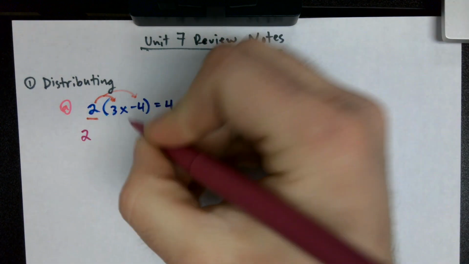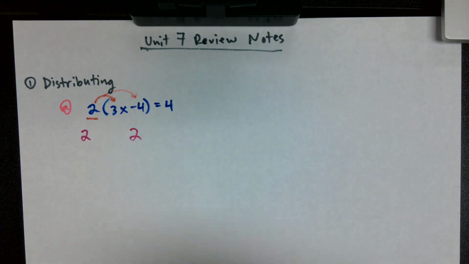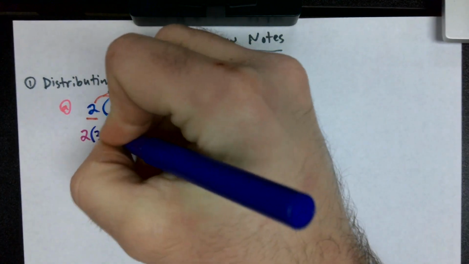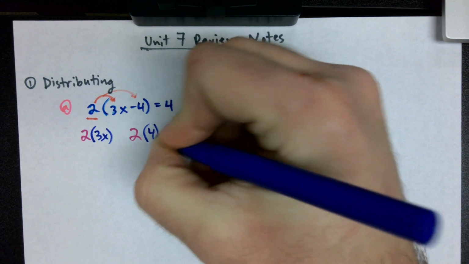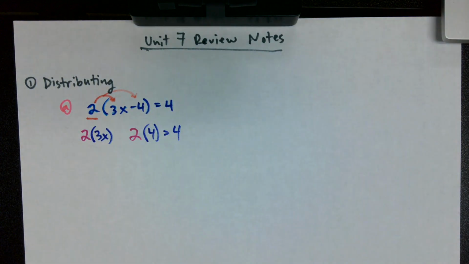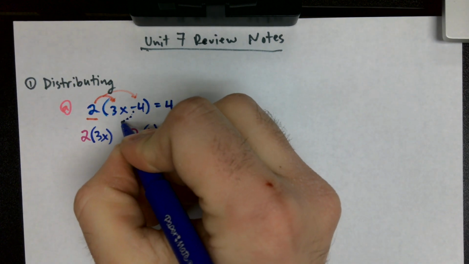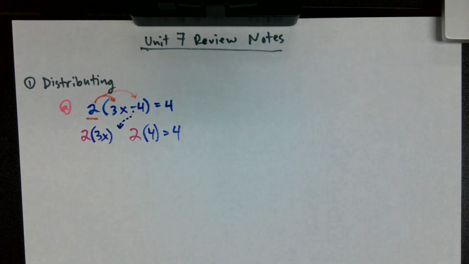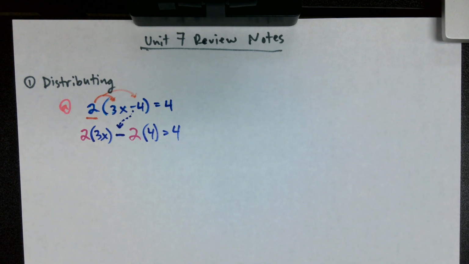And we get 2 times 3x and 2 times 4. Now, what sign is going to go in between those two terms? Anyone remember? Azalea? A minus sign. Where did you get that minus sign? From the equation in the parentheses. That's right. There was a minus sign in between them in our original equation, so we're going to bring that minus sign down. All right?